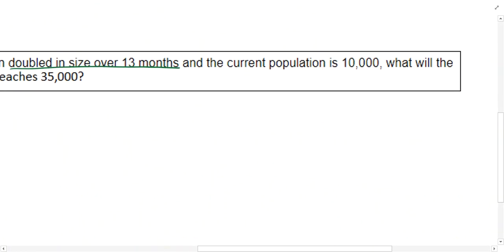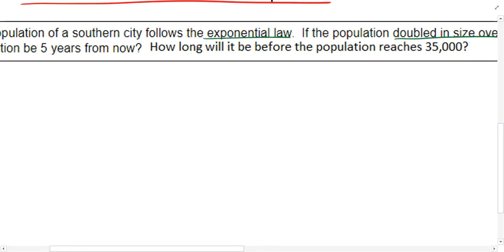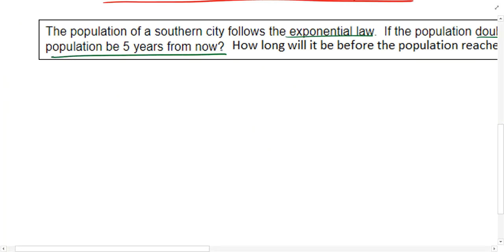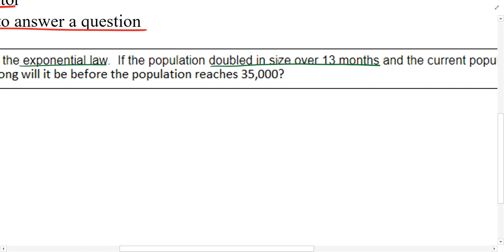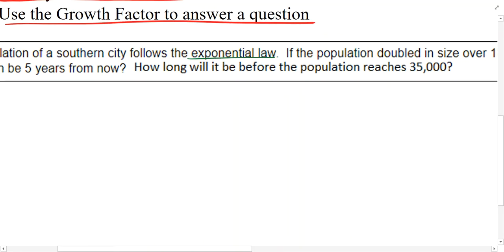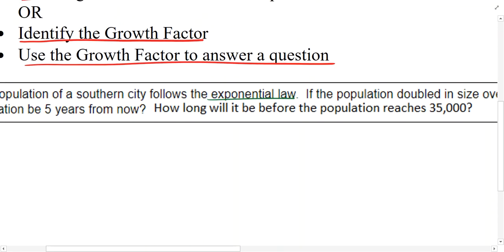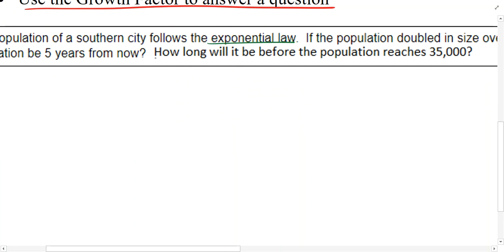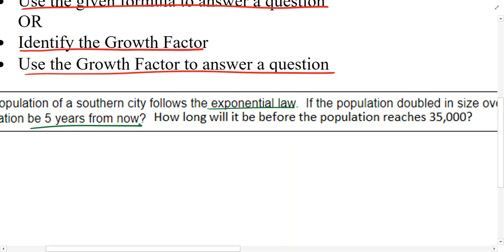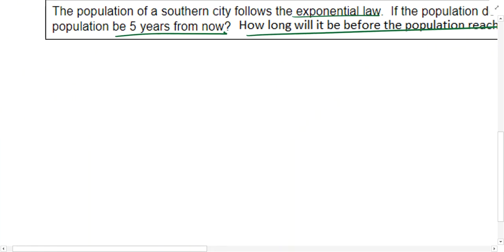The current population is 10,000. What will the population be 5 years from now? Now, if I want to know what the population is 5 years from now, I need to know the growth factor. I need to know how fast it's growing. The fact that it doubles in 13 months is helpful, but that doesn't tell me how much it grows every year or every month individually. So we're going to have to calculate the growth factor. In addition to finding the growth factor to answer this question, we will use it to answer this question as well. So let's get right into it.